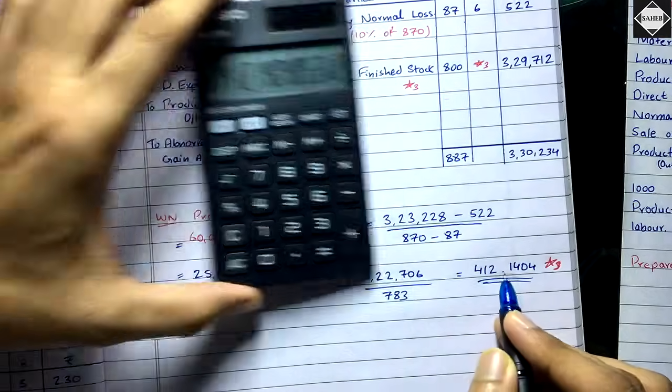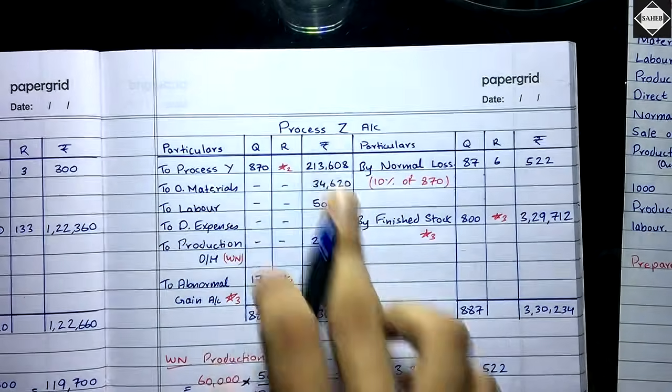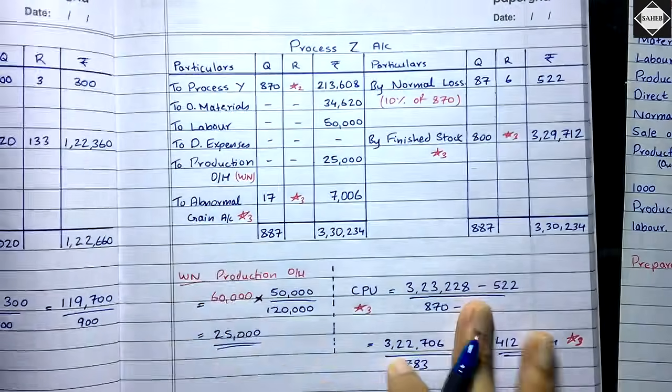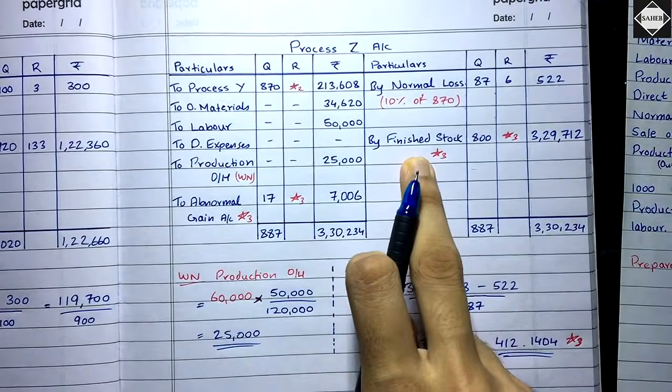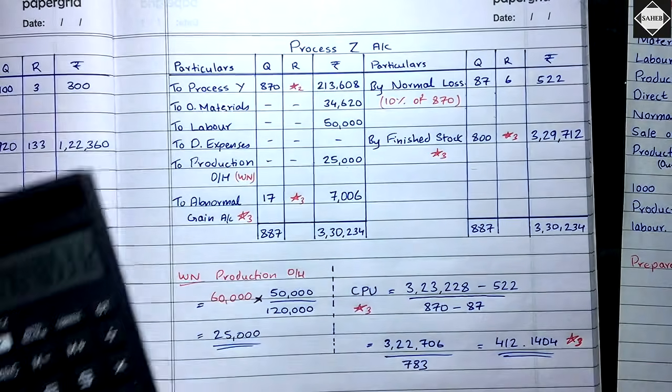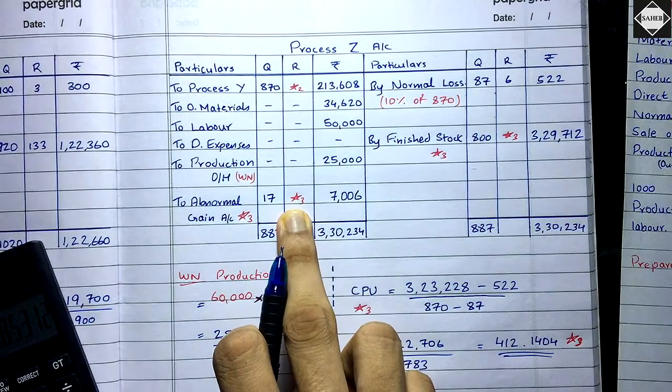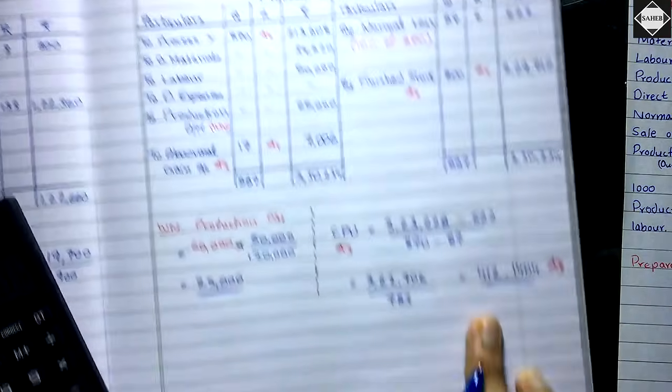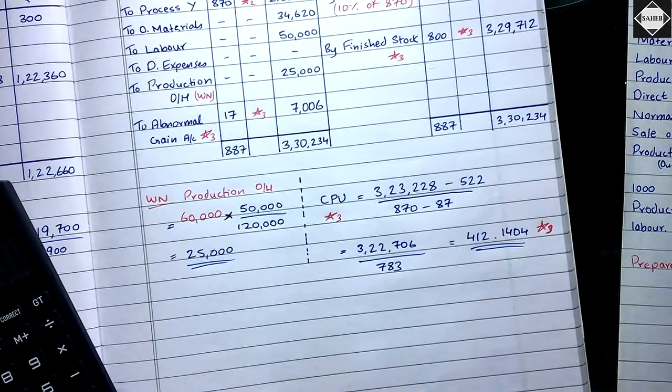Yeah, so this is our star 3. This is our cost per unit of what? Of process Z. So we have to use that and value the abnormal gain at that price and also the finished stock at that cost price. Yeah. So again, no space, still I have taken over here what? Star 3 and star 3. So you can understand, you can see here star 3. So that's what I have taken over here.